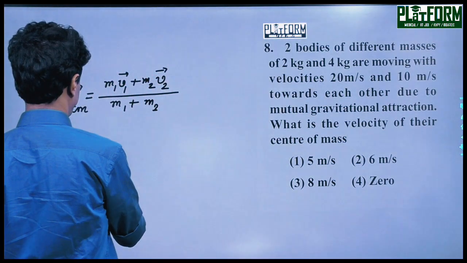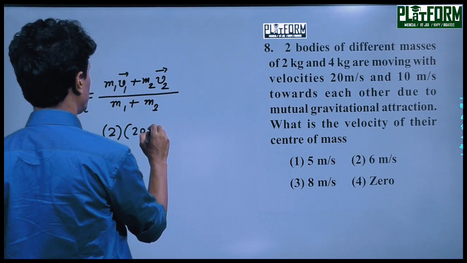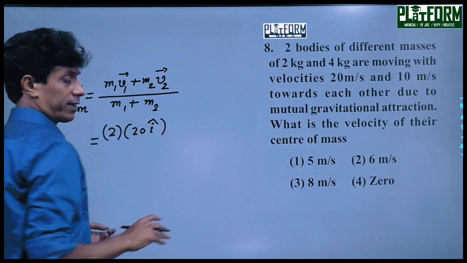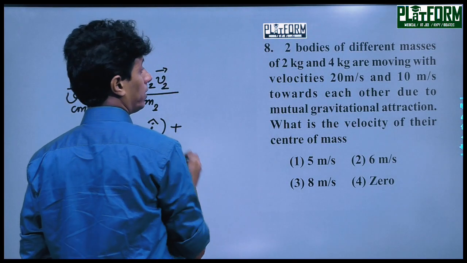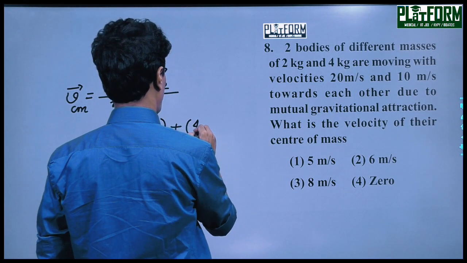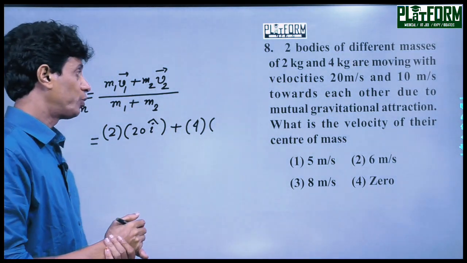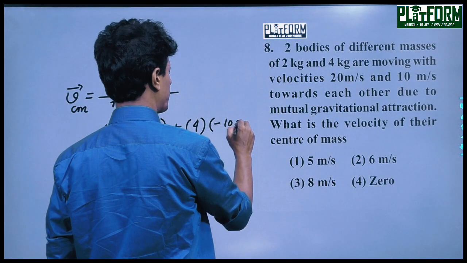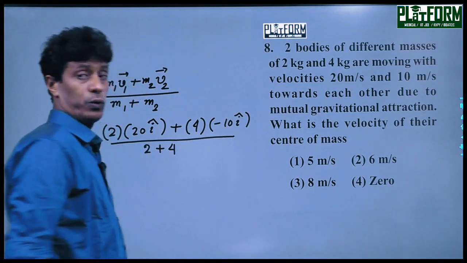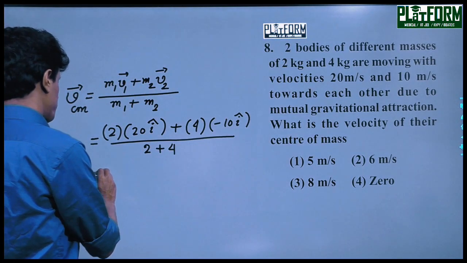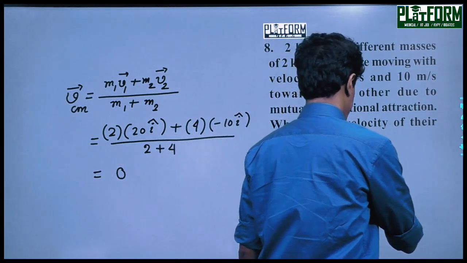Here 2 kg and velocity it is 20 meter per second. Let us say it is moving along positive x-axis, so 20 i cap, plus the mass of the other body is 4 kg and it is moving opposite to the first one, so it is moving with velocity minus 10 i cap, by total mass is equal to 2 plus 4. The velocity of center of mass is equal to 0. Correct option here is 4.